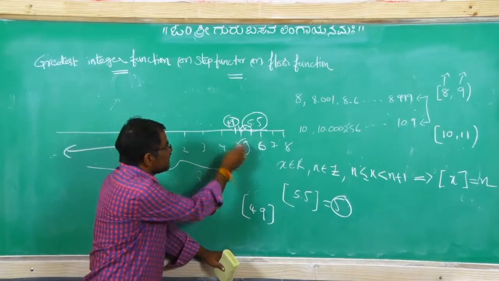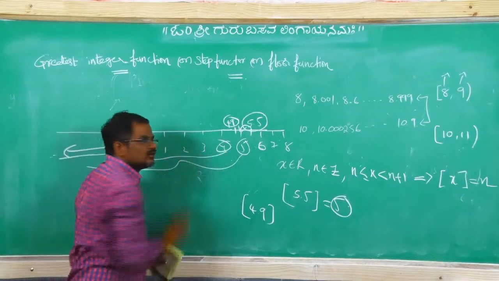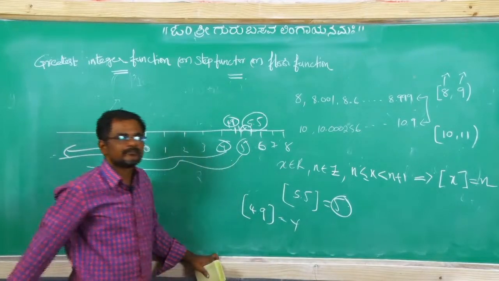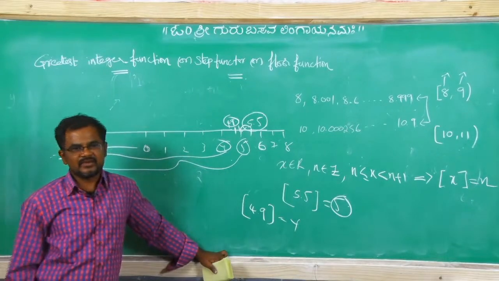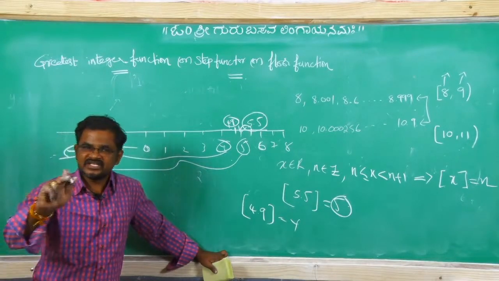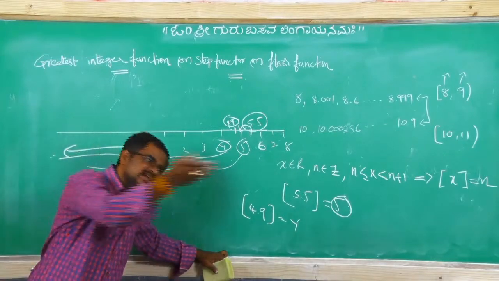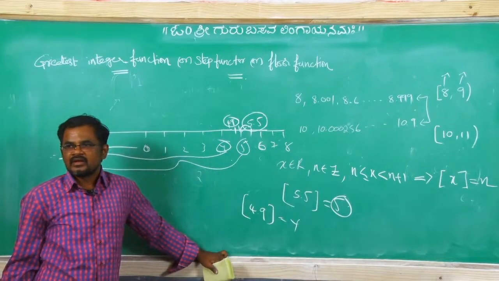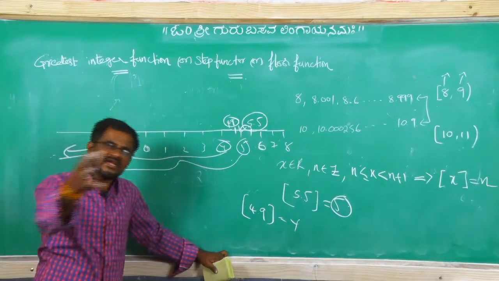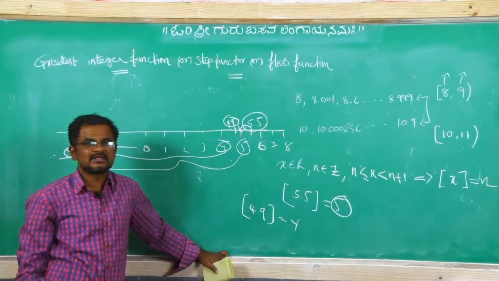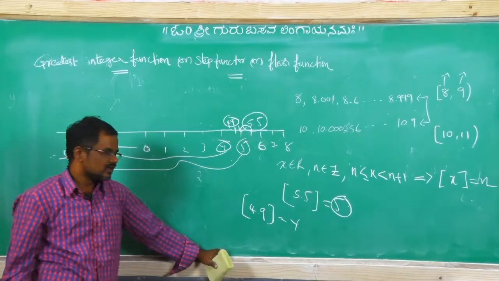Among the integers on the left side of this 4.9, which one is the greatest one? 4. So that's why 4. For any real number given, when they ask for the greatest integer of that real number, we observe the left side of that real number and see how many integers are there. Infinitely many will be there. In that infinitely many, which one do we choose? The greatest one. That is called the greatest integer function.